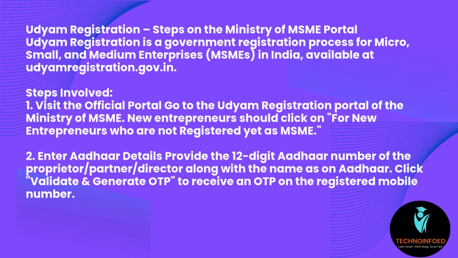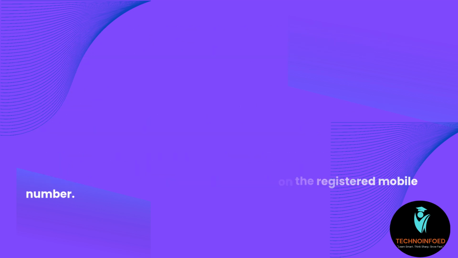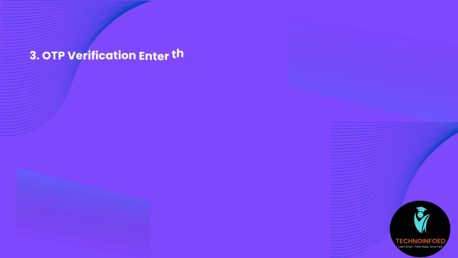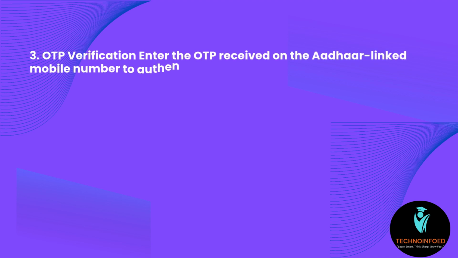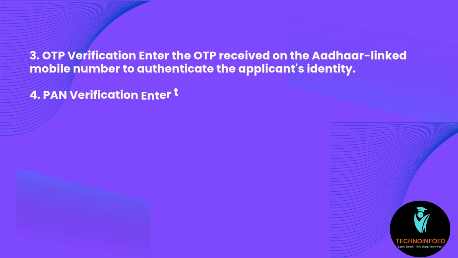yet as MSME." In step 2, the applicant must enter their 12-digit Aadhaar number along with their name exactly as mentioned on the Aadhaar card. Then click on Validate and Generate OTP. An OTP is sent to the mobile number linked with Aadhaar. In step 3, this OTP is entered to verify the identity of the applicant. Please note, your mobile number must be linked to your Aadhaar card before starting this process.